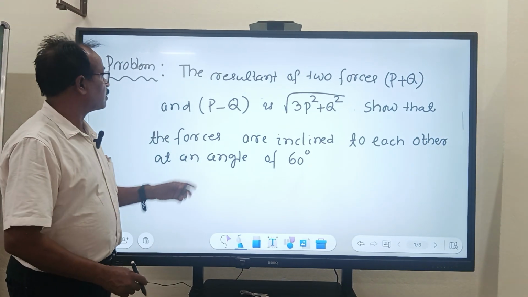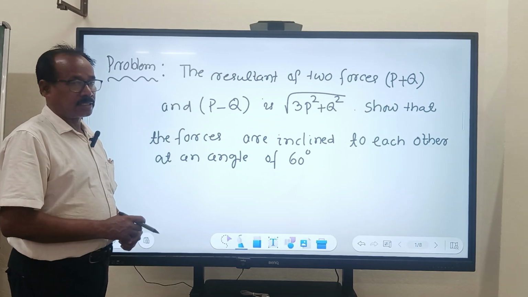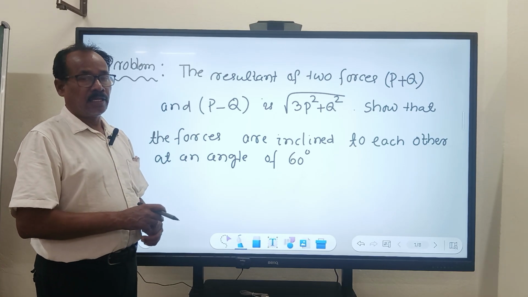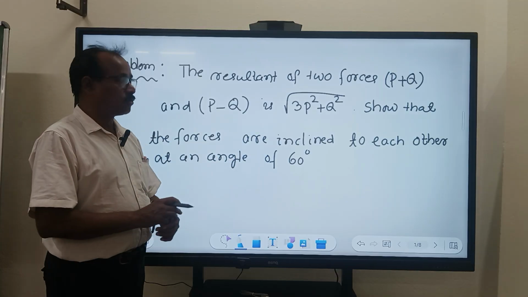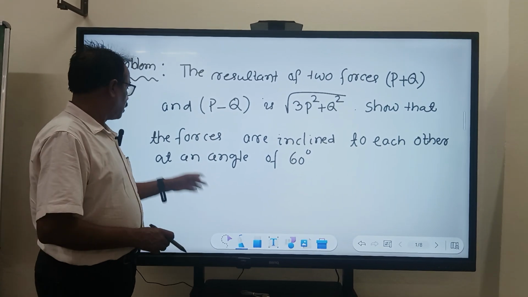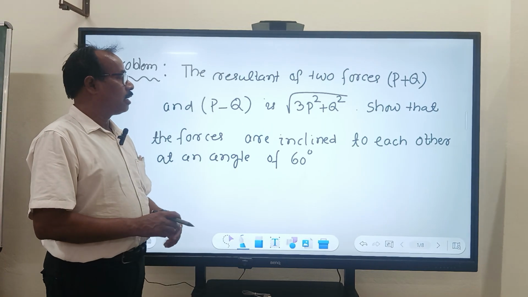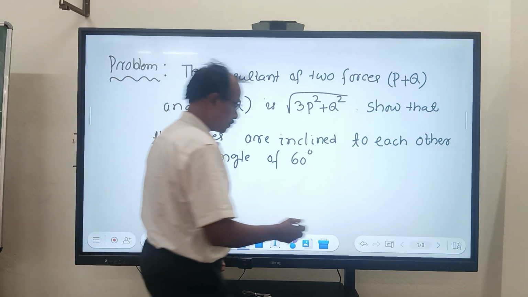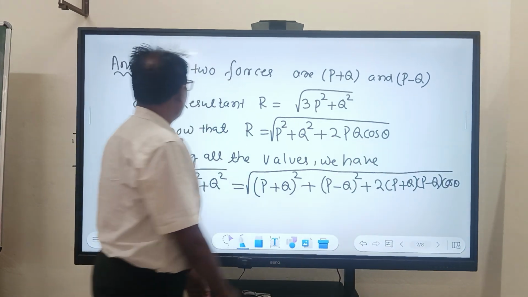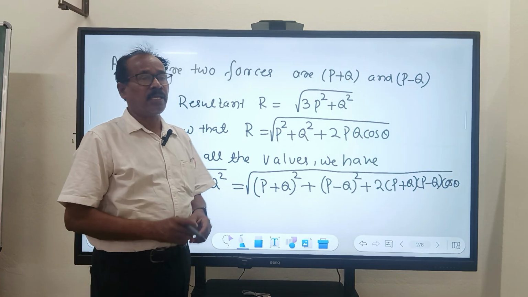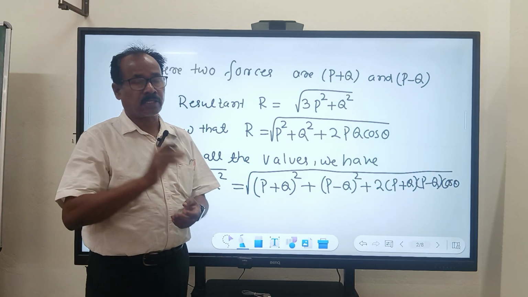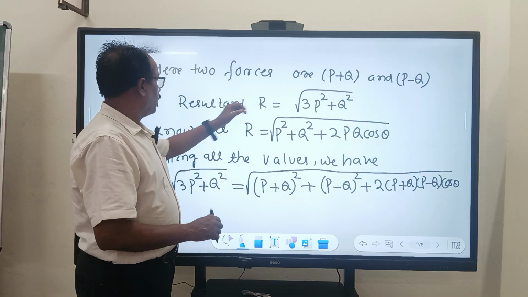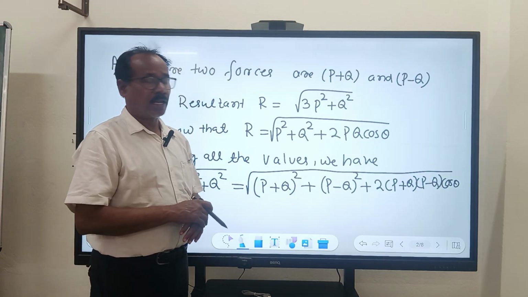Now, first question. The resultant of two forces P plus Q and P minus Q is root over 3P square plus Q square. Show that the forces are inclined to each other at an angle of 60 degree. Here the two forces are P equal to P plus Q, Q equal to P minus Q, and R is equal to root over 3P square plus Q square.